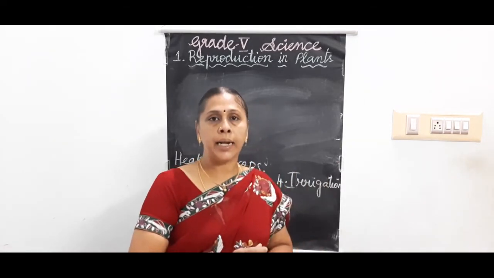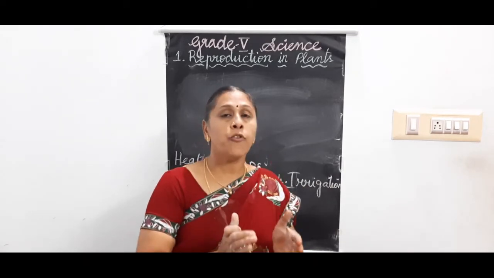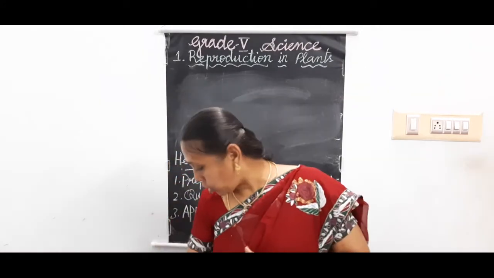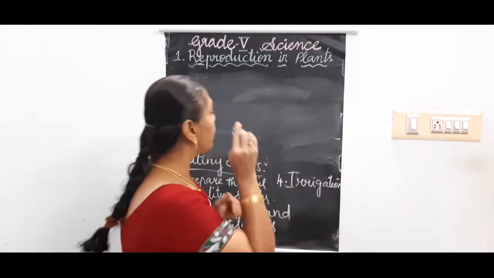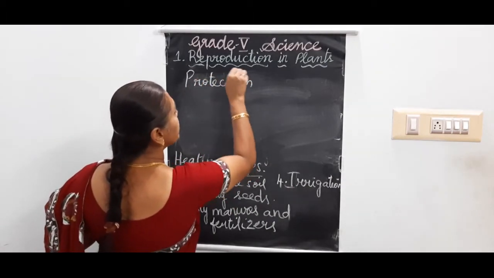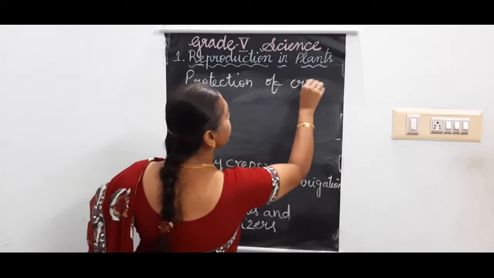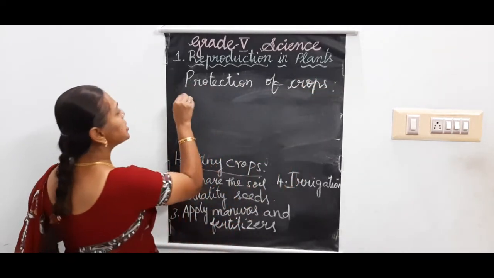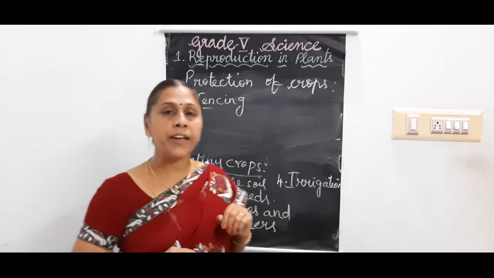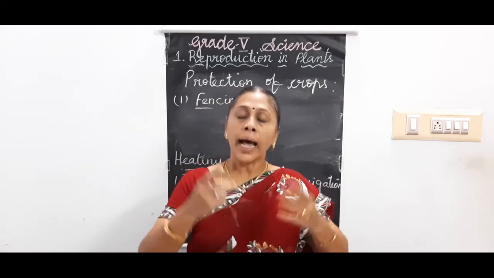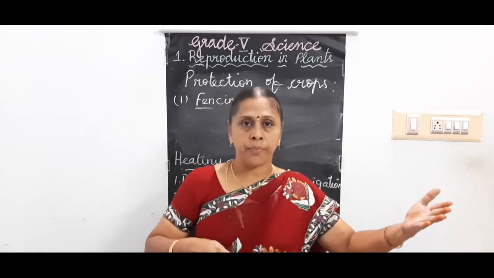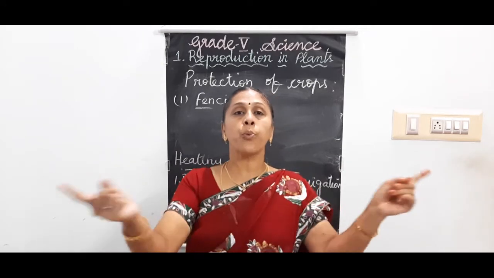After getting the yield, you have to protect the food products in a proper way. How can we protect that? The crops also should be protected. In that protection of crops, first we have to grow them, then we have to protect them. How can we protect them? First one, fencing. Fencing means what? Fence means valley. Other animals will come and graze the crops for their food. So we have to protect the crops from the grazing animals. So we have to put fencing.